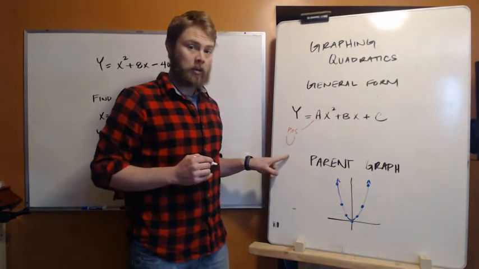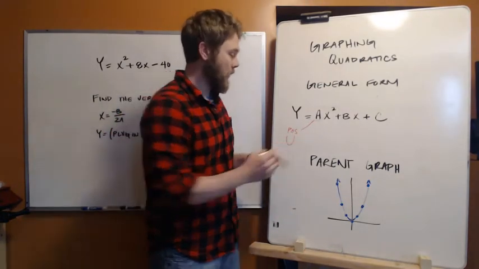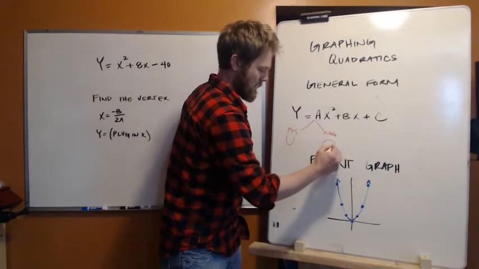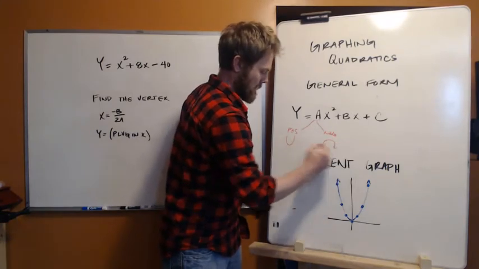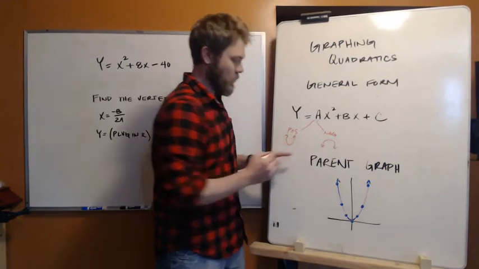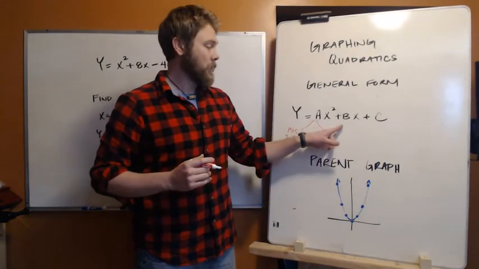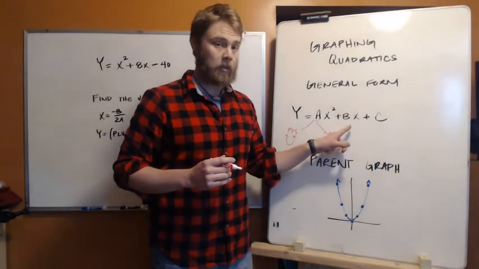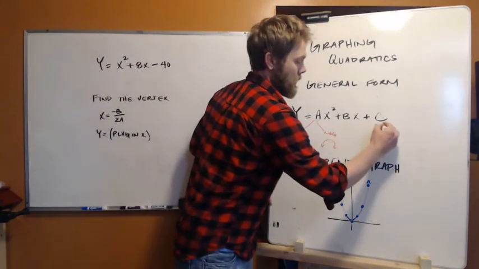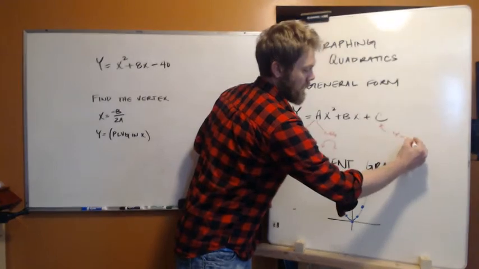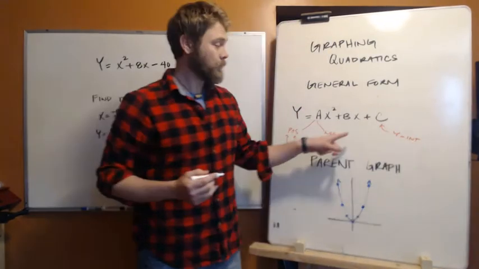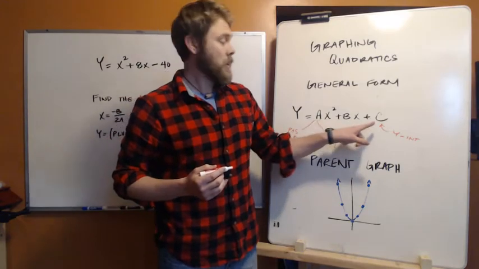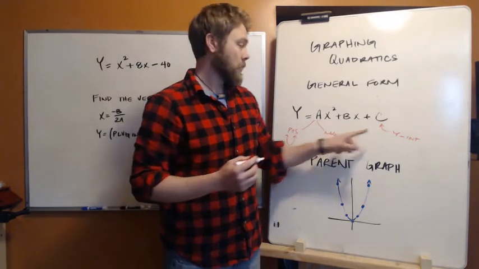Now, if this a is positive, it makes a parabola that opens upwards like this. If it's negative, it opens downwards. The b is much more difficult to see from the graph, and then this value is the y-intercept. When x is 0, these will go away, and we would just have this value c.